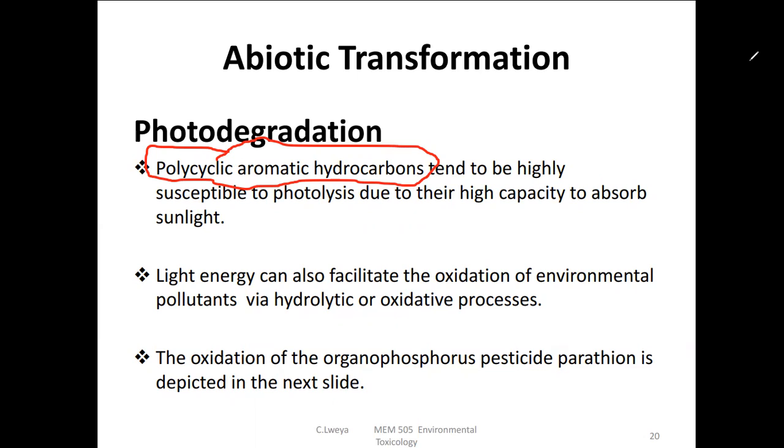So what are they saying about them? They're saying that they tend to be highly susceptible to photolysis due to their high capacity to absorb sunlight. These compounds absorb a lot of sunlight. Remember, that's what we said: having the ability to absorb sunlight, among others.